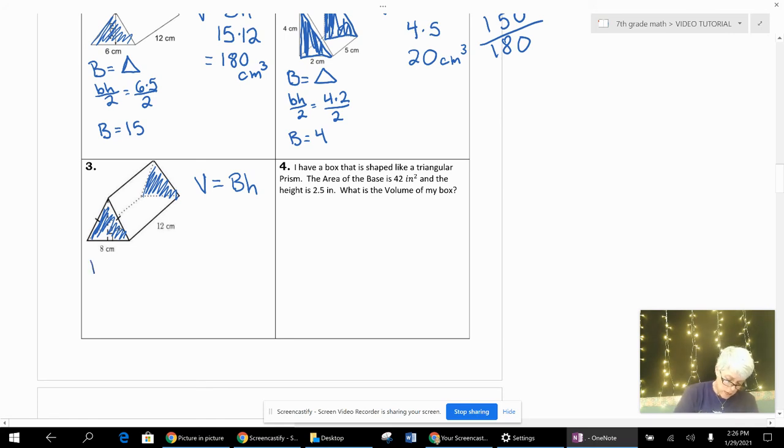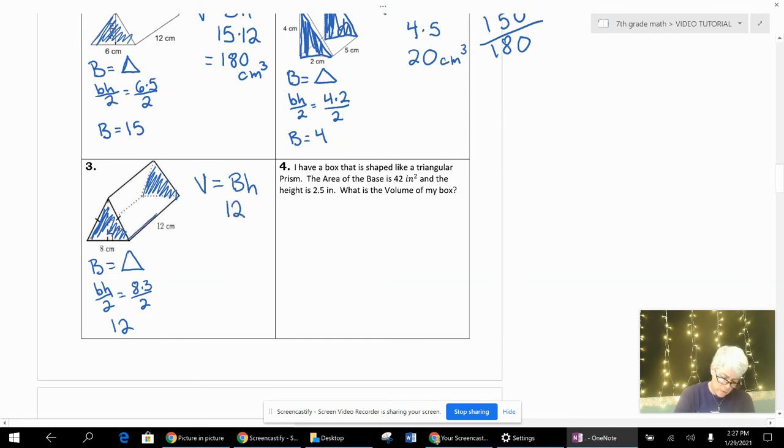Then I look here and big B is a triangle. So I need to do the formula for a triangle. So it's base times height divided by 2. It's hard to read, but it's a 3. Times 3 divided by 2 is 12. So the big B, the area of that triangle, is 12. So I'm going to put a 12 right here.